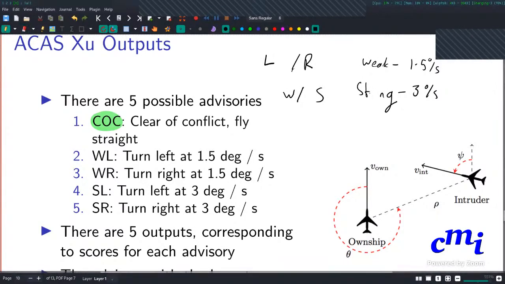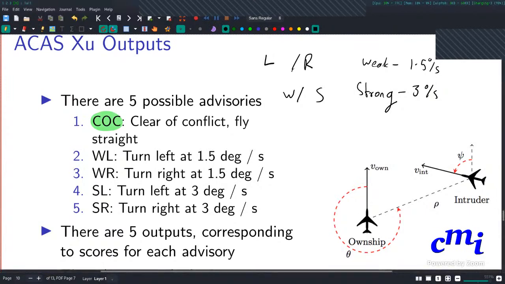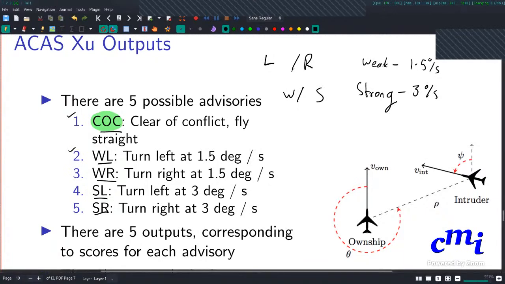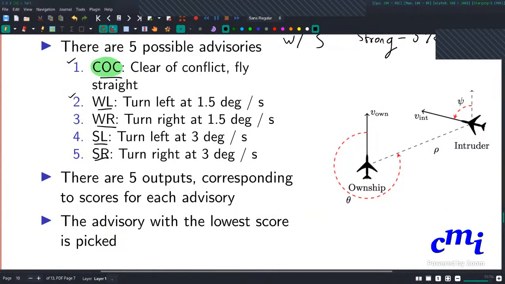And the way that the ACAS system is expected to produce this output is that it should produce 5 scores, right? For each one of the corresponding outputs, it will produce a score. So you'll have a score for the clear of conflict output, a score for commanding a weak turn to the left, a score for a weak turn to the right, a score for a strong turn to the left, and a score for a strong turn to the right. And then the advisory with the lowest score is picked.